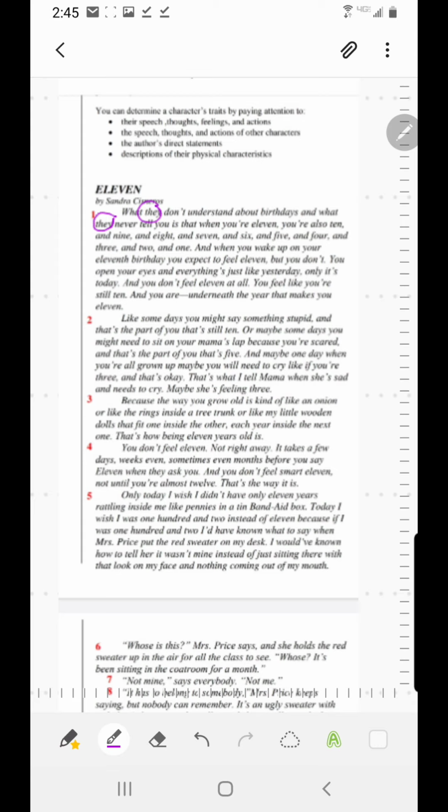And there's a very dramatic sense here. It opens in very dramatic form when she says when you're 11 and you're 10 and you're 9 and you're 8. She lists out all the different ages that you are on your birthday, which is interesting. And when you wake up on your 11th birthday, you expect to feel 11.